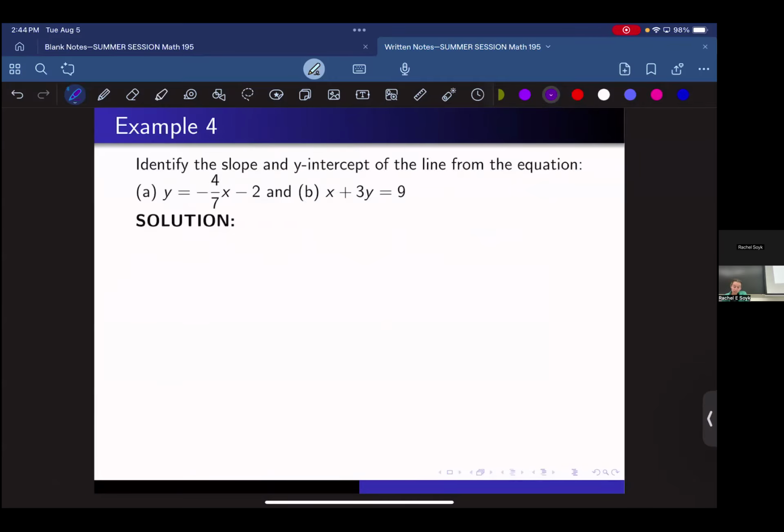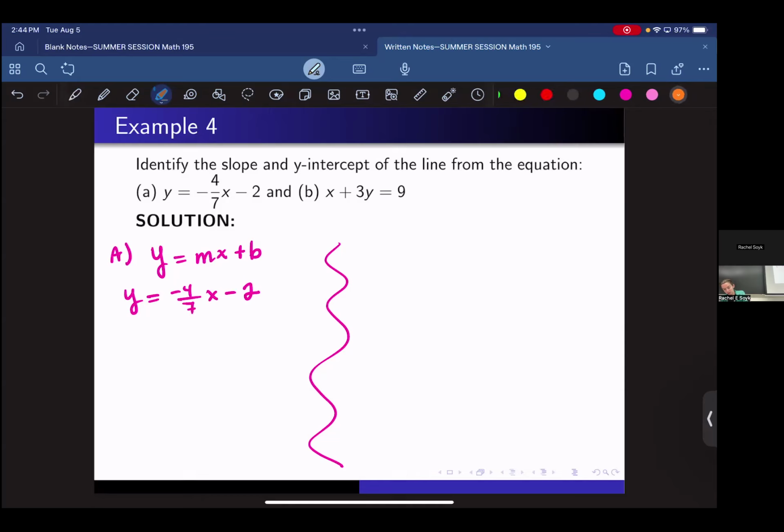So we want to identify the slope and y-intercept of these two lines. First one, it's in the famous y equals mx plus b format. So very easily we can identify both our slope as well as our y-intercept. Our slope is what? Yep. And our y-intercept.